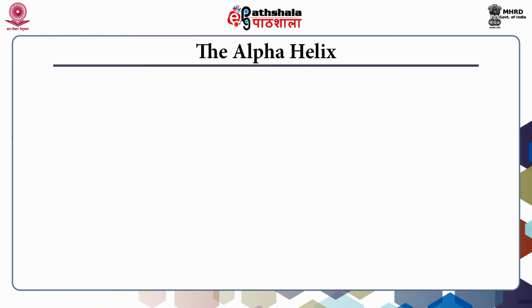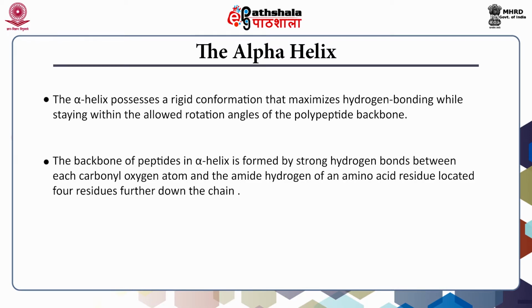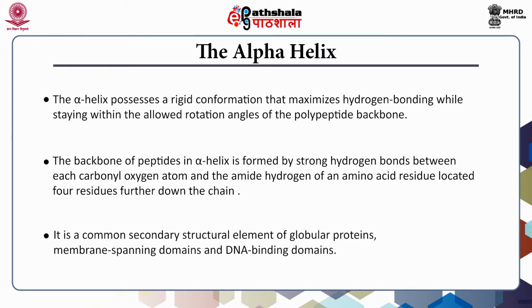Alpha helix. The alpha helix possesses a rigid conformation that maximizes hydrogen bonding while staying within the allowed rotation angles of the polypeptide backbone. The backbone of peptides in alpha helix is formed by strong hydrogen bonds between each carbonyl atom and the amide hydrogen of an amino acid residue located 4 residues further down the chain. It is a common secondary structural element of globular proteins, membrane spanning domains and DNA binding domains.